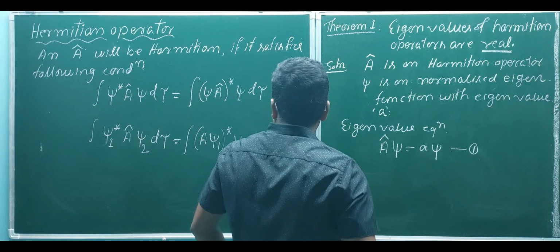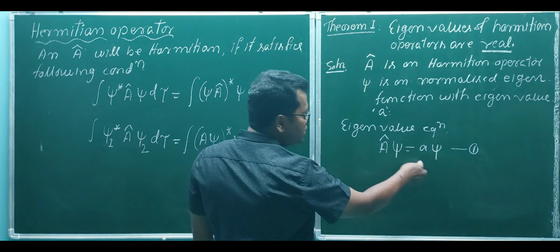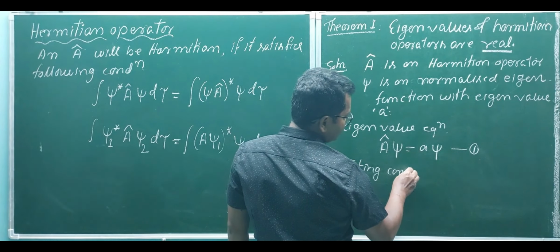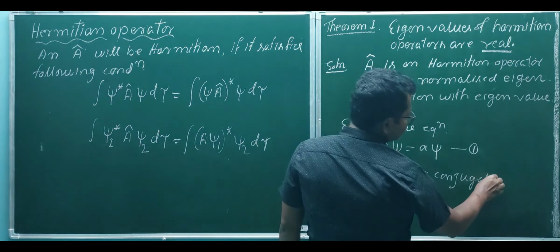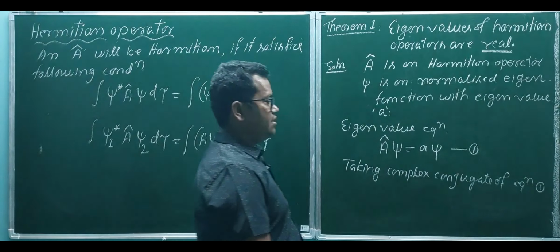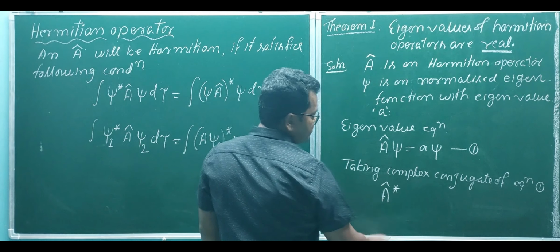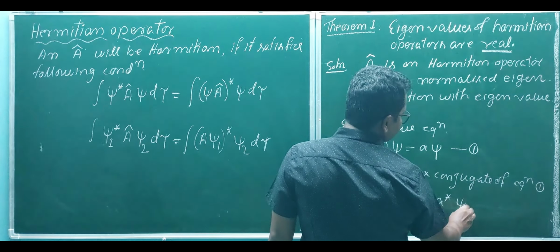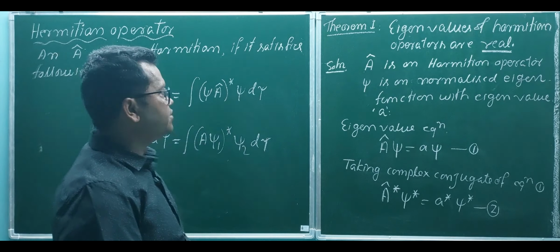Now let us take the complex conjugate of equation 1. What will we get? A cap star psi star equal to a star psi star. Equation number 2.